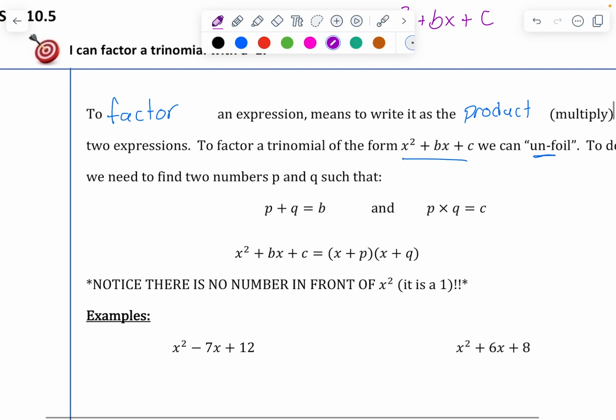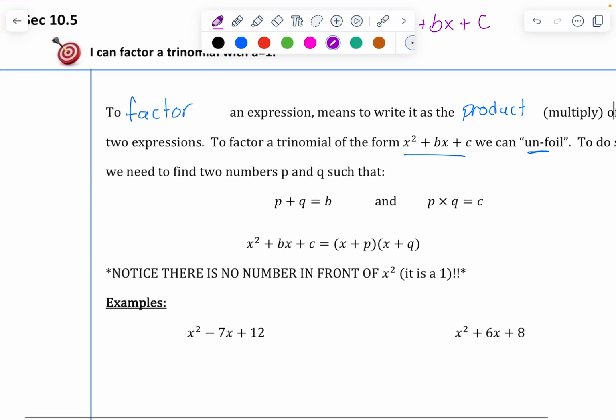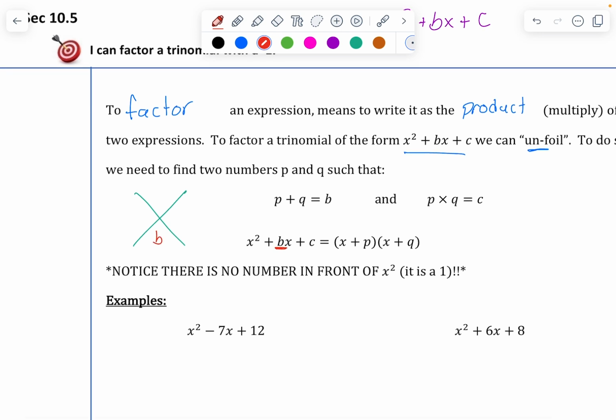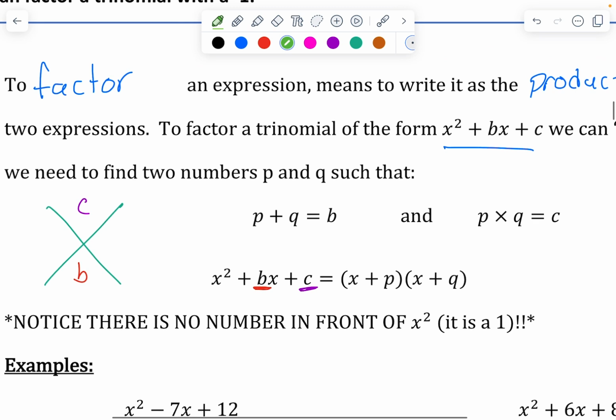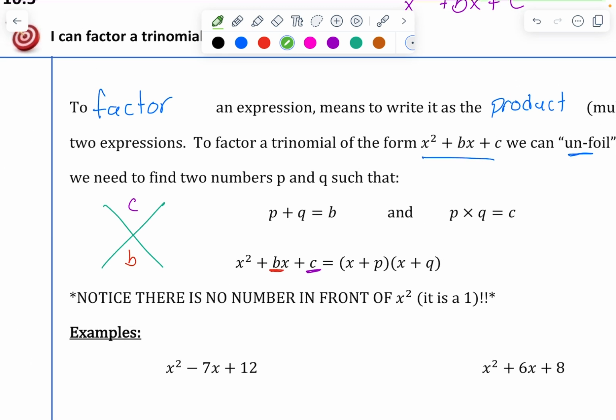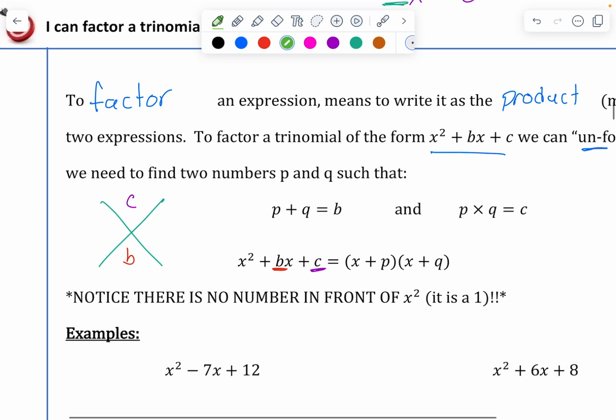When we factor and there's no number out in front here, we're going to use the diamond or the X method. So I'm going to set up this x here. That b value is going to go on the bottom, and my c value is going to go on the top. And I'm going to use my factor sheet, the one I gave out to you already, so you should have that. I'm going to look for two numbers.